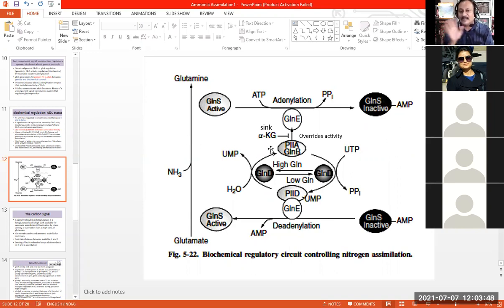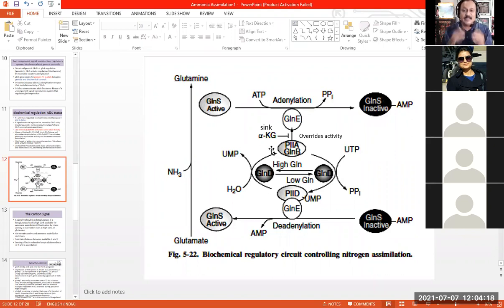But there is another situation where the glutamine concentration is at a high level, but there is also a very high concentration of alpha ketoglutarate. Then sometimes the cell will decide that if alpha ketoglutarate is available in plenty, in the future it may not be available. So why not convert glutamate into glutamine, because alpha ketoglutarate is available.